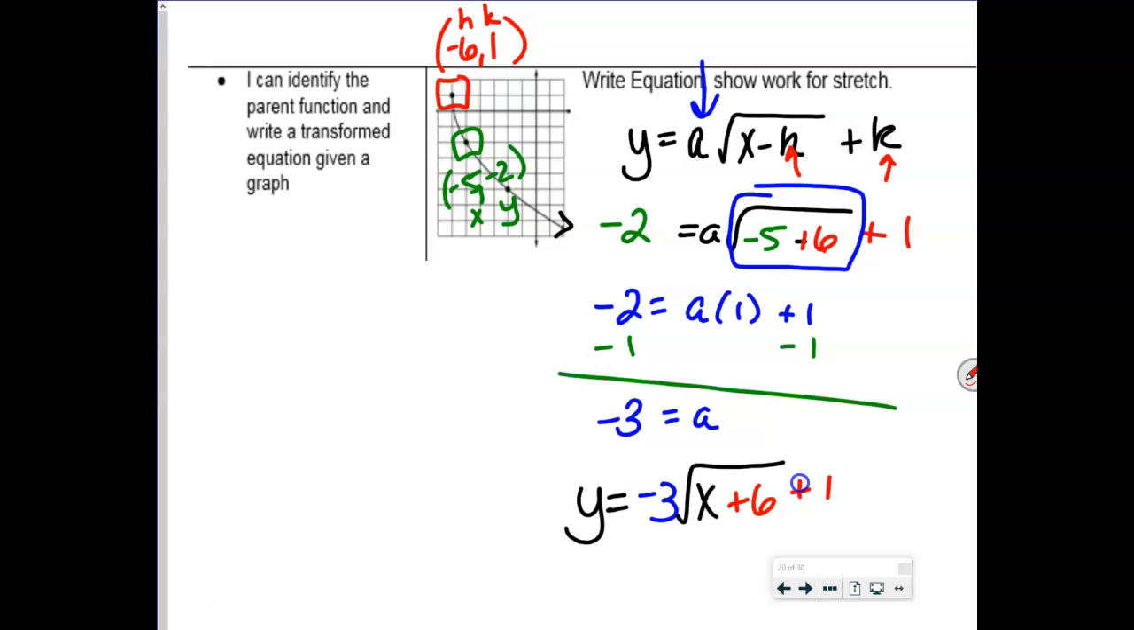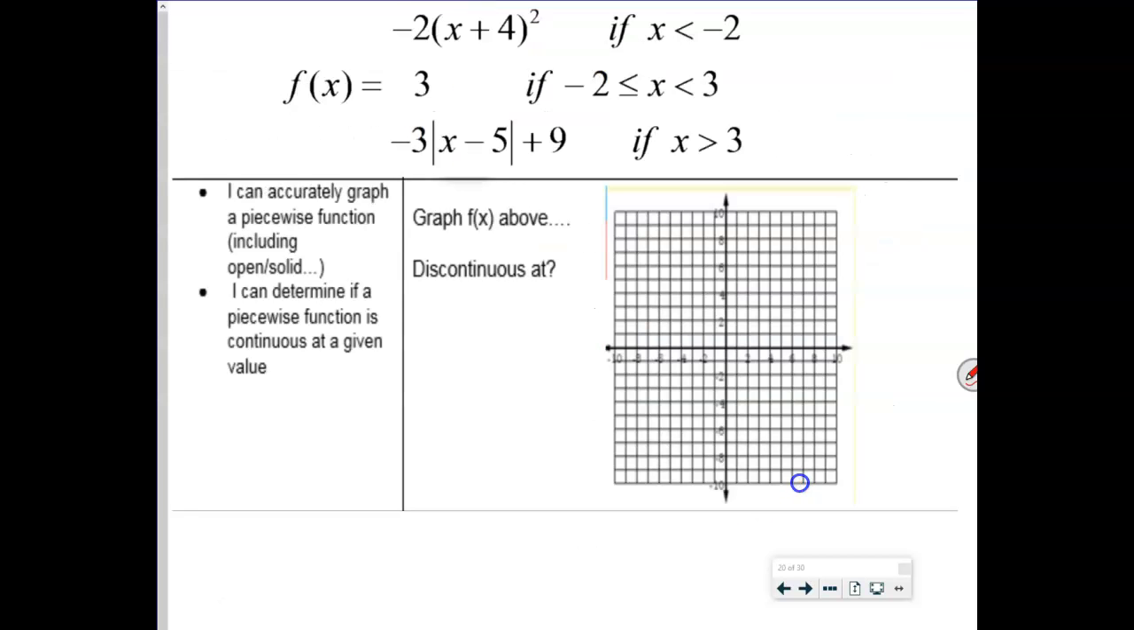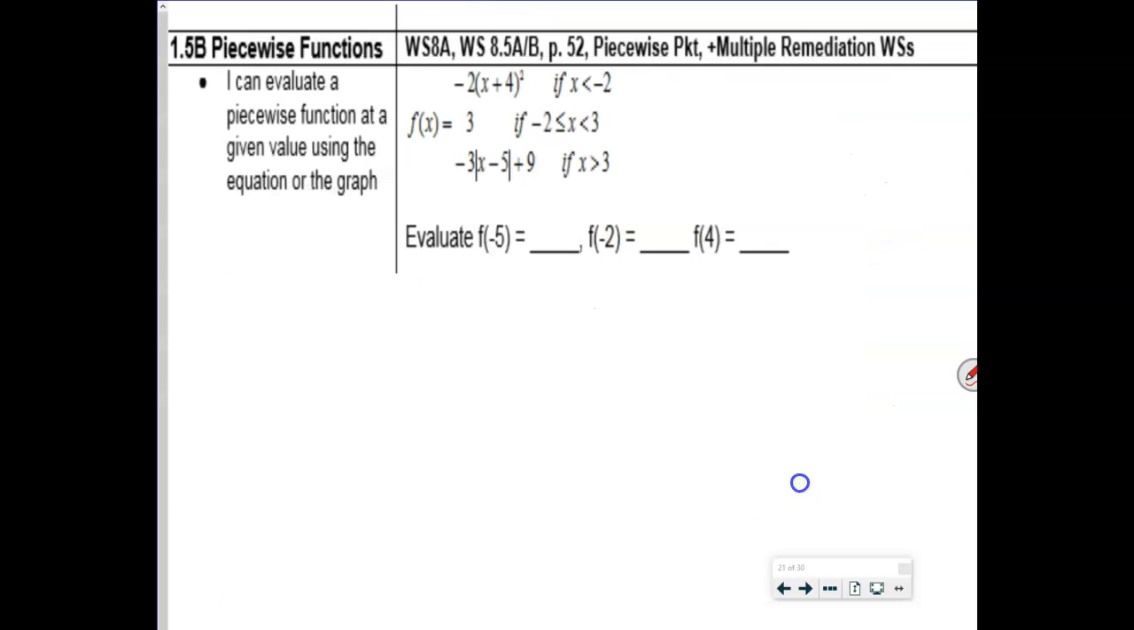Oh, Lordy. All right, piecewise. We got to talk about it, and we have 5 minutes to do it. So, evaluating piecewise functions. You just got to be careful that you're in the right piece of the piecewise function. So, for instance, f of -5. Are you using the top, middle, or bottom?